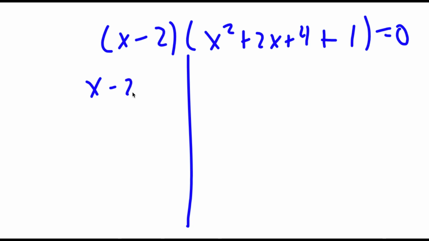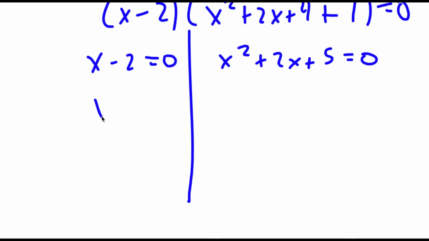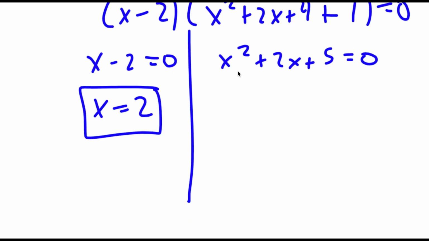Now I have x minus 2 is equal to 0, and I have x squared plus 2x plus 5 is equal to 0. So for x minus 2 equals 0, x is obviously equal to 2, so that's one solution.